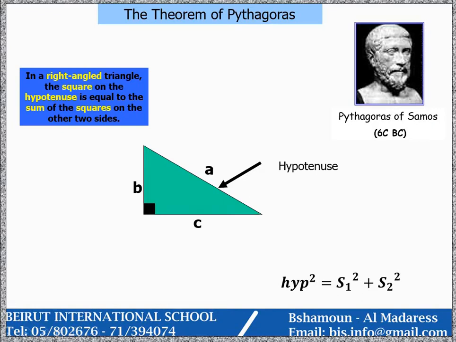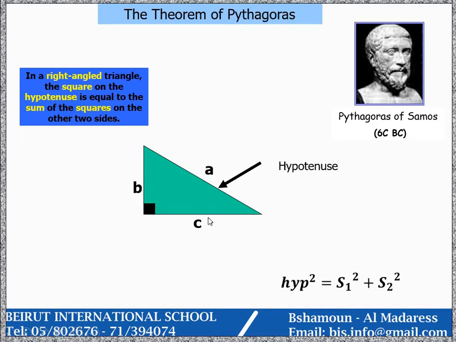So first we have a right triangle here of sides b centimeter, c centimeter, and a centimeter. As you know, guys, the side which is facing the 90 degrees in a right triangle is called the hypotenuse. So in this right triangle, the hypotenuse is of length a, and the sides are of length b centimeter and c centimeter.